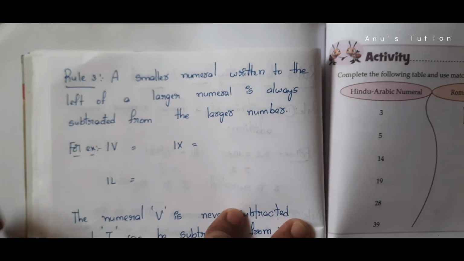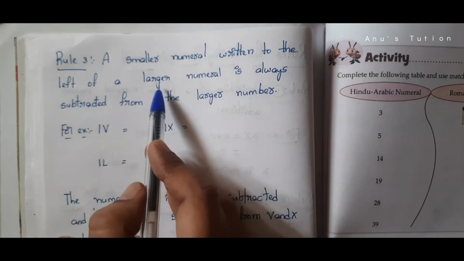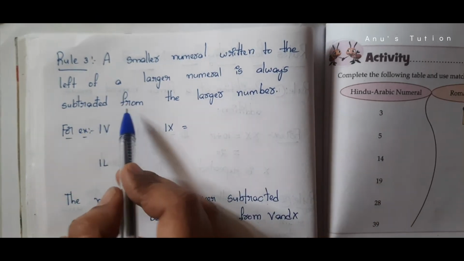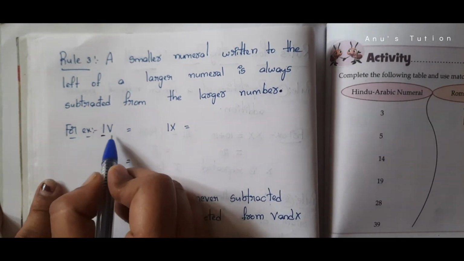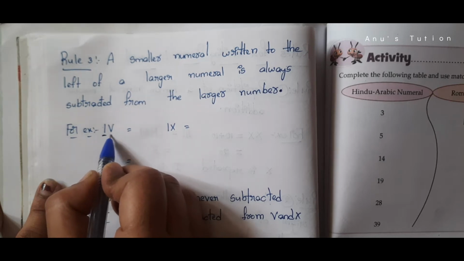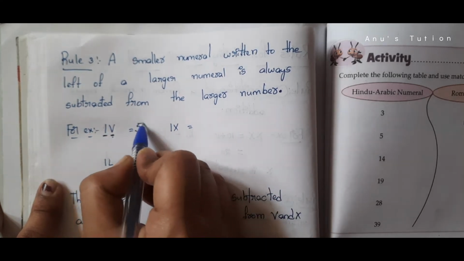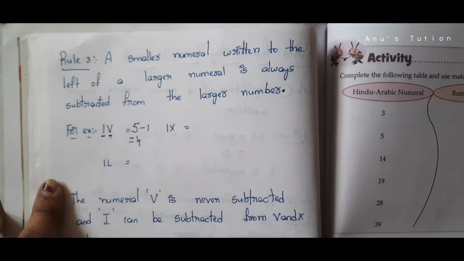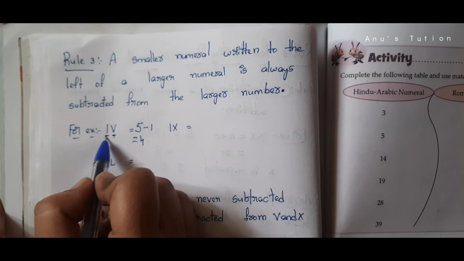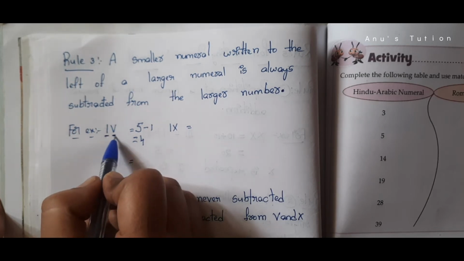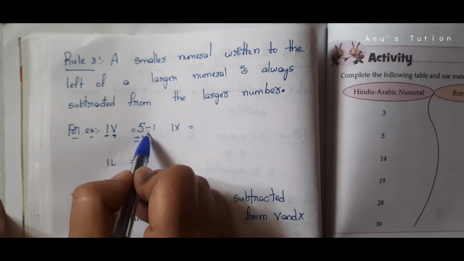Okay, next we will go to the next rule. See, rule number 3 here. A smaller numeral written to the left of a larger numeral is always subtracted from the larger number. That means 5 minus 1. What is the answer? 4. Once again I am repeating: a smaller numeral written to the left of a larger numeral is always subtracted from the larger numeral.